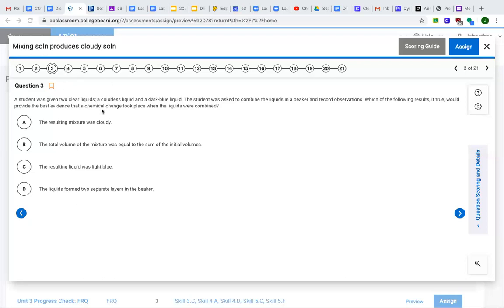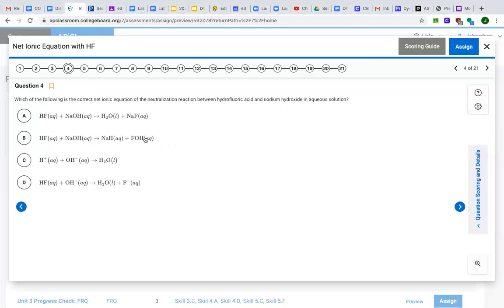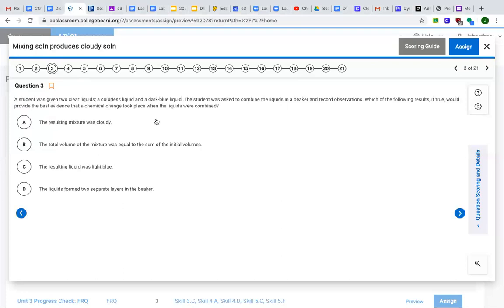And what is this evidence of? If the mixture turns cloudy, what does that tell us is happening? Precipitation. Yeah, very good. That's a precipitation reaction for sure. So I guess not quite end of story.